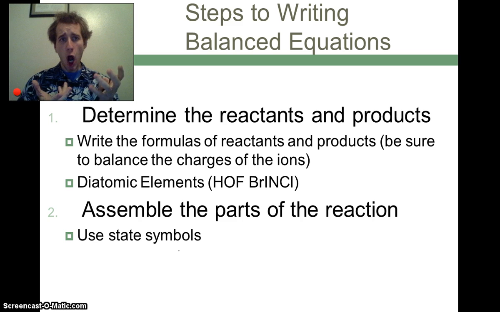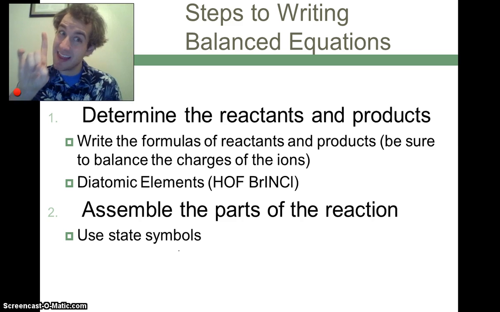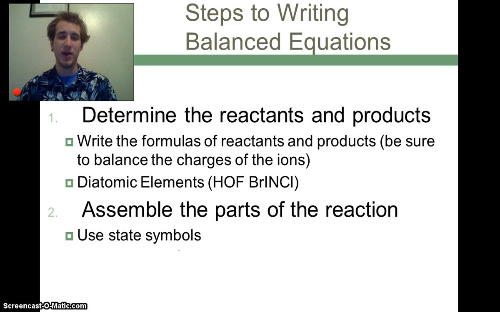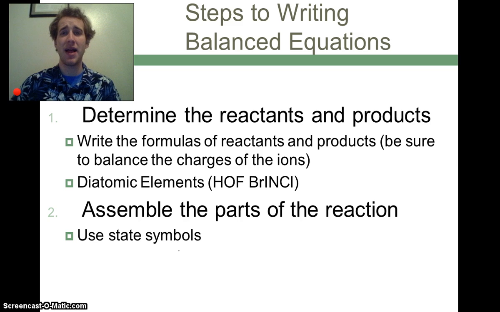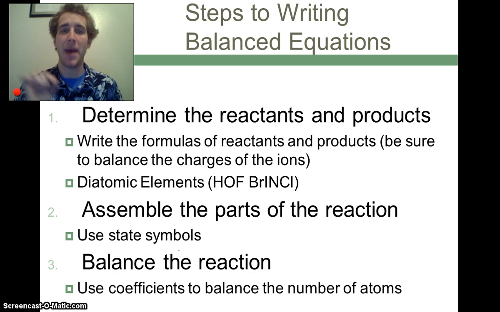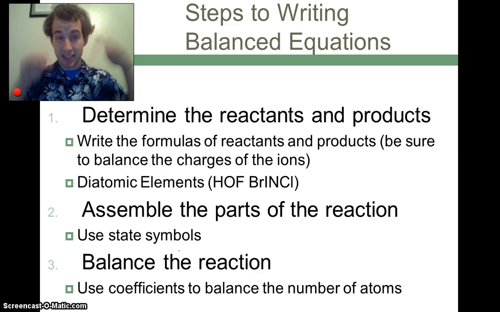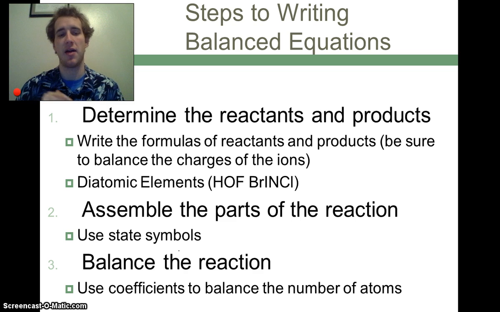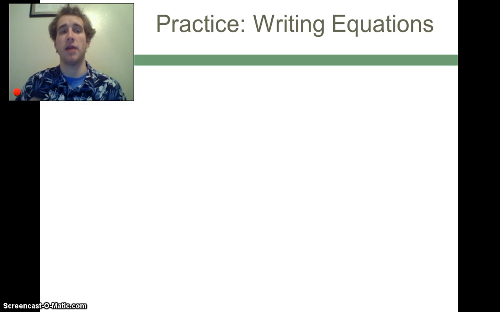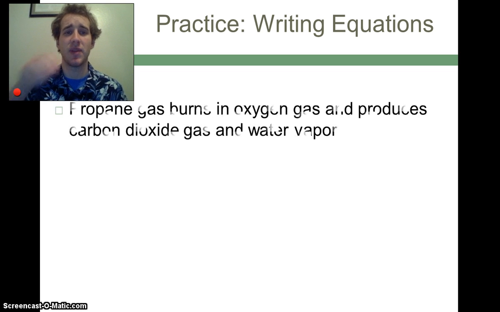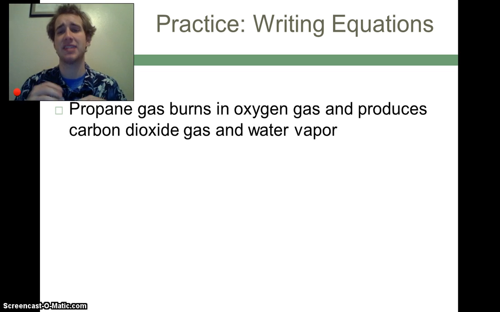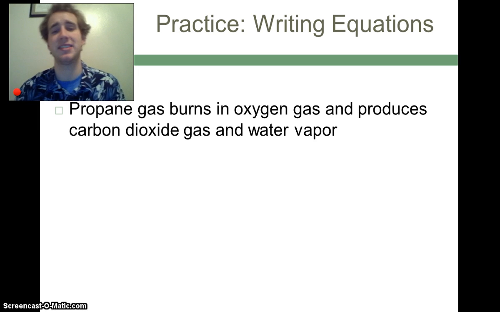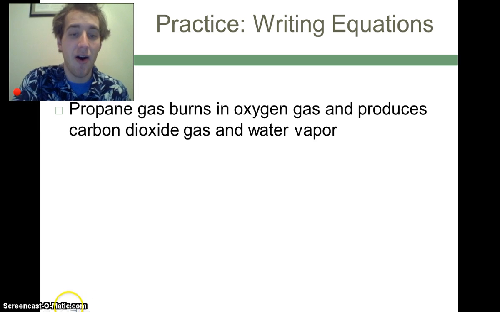Reaction assemble. And then the last thing we ever do when we're writing balanced equations is to balance using our coefficients. Use your coefficients then to make it so that both sides of that fulcrum have the same number of atoms. Cool. Now that we've got those pieces, let's go ahead and try one. So let's practice writing some equations. So propane. Propane gas burns in oxygen to produce carbon dioxide and water vapor. All right. All the pieces are there.